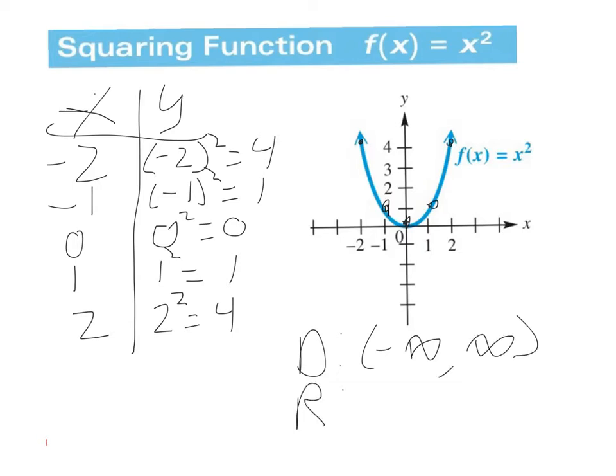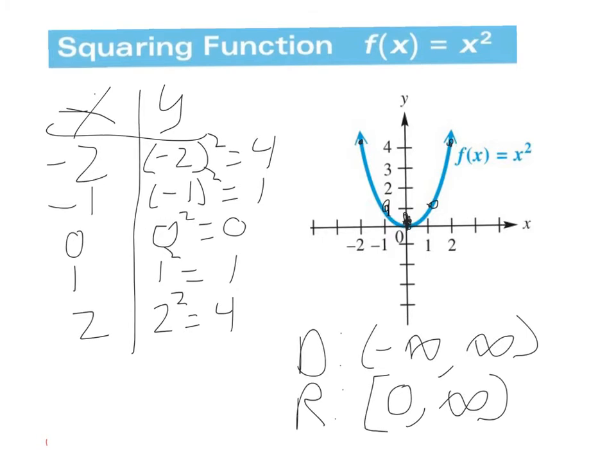And the range, now the range, if you notice, it never goes below y equals 0, but it does include the number 0, so it'd be 0 to infinity. And since it does include 0, we would put a bracket around 0 instead of a parentheses.